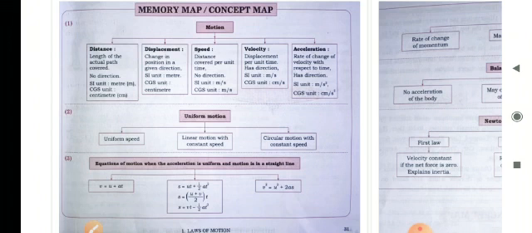Then we have the three equations for displacement or distance, you can say: s = ut + ½at², s = ((u + v)/2) × t, s = vt − ½at², and here we have v² = u² + 2as.